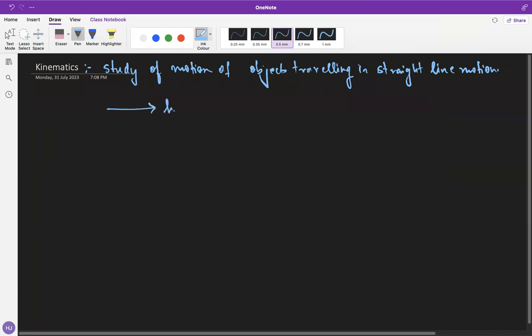The motion could be horizontal, due to some external force. Likewise, it can be vertical as well. So not just vertically downwards, it could also be vertically upwards. Likewise, it can be horizontally to the left as well. When we study these motions independently, the study of that is said to be kinematics.